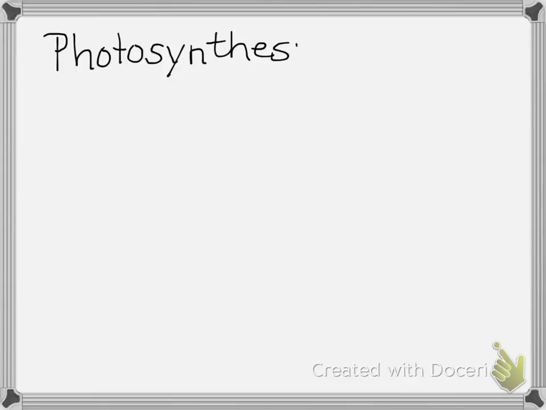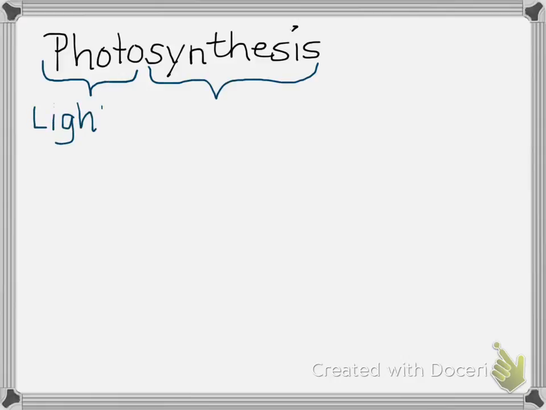So, we know now that photosynthesis is the process by which plants make their own food. And even that name, that word, photosynthesis, it actually makes sense when you think about what plants are actually doing. Photo means light, and then the word synthesis means to put together. So what plants are doing is putting together their own food using light.